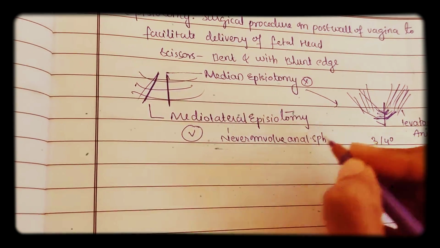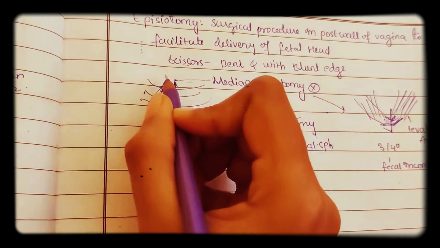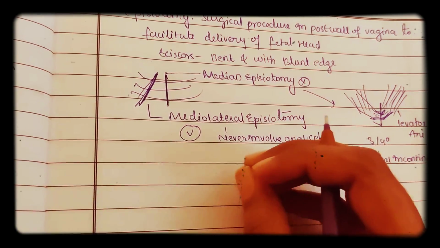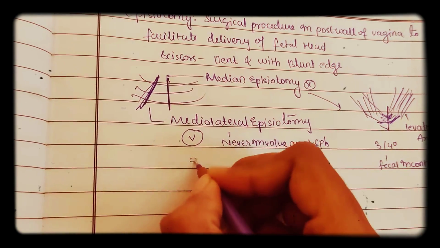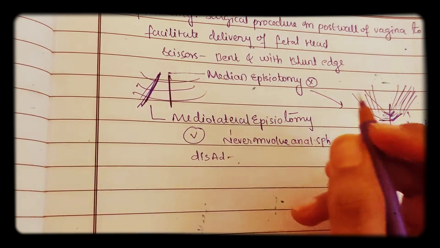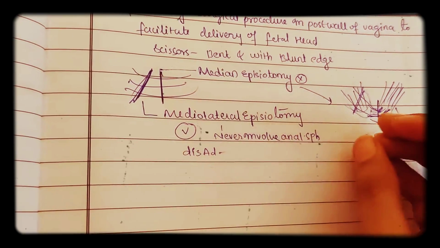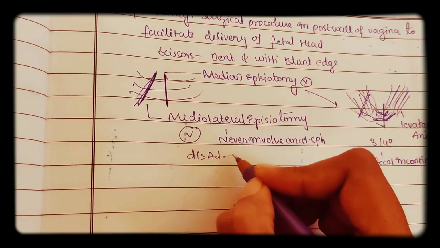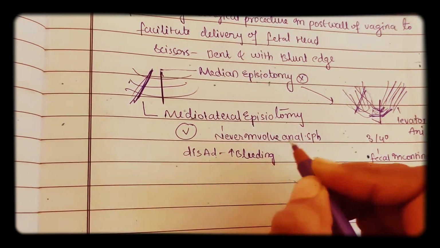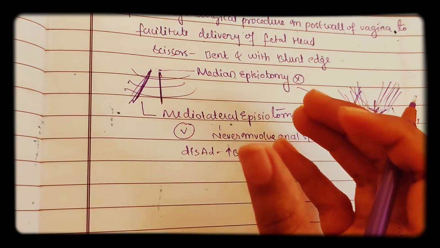Because you can see here in this diagram, this is a median episiotomy. Here we are giving the mediolateral. As it is going laterally, it will never meet the anal side, so that's why it will never involve the anal sphincter. But the disadvantage is that more muscles are cut, because on the lateral side the levator ani muscle is very thick. So more muscles are cut, there is more bleeding, and the repair is also very difficult because more muscle fibers are present. And even the dyspareunia will be more.